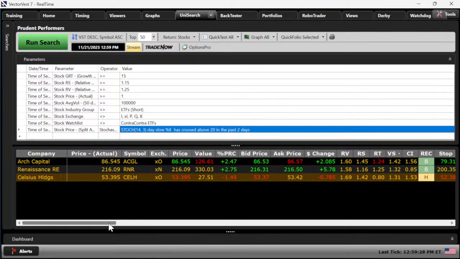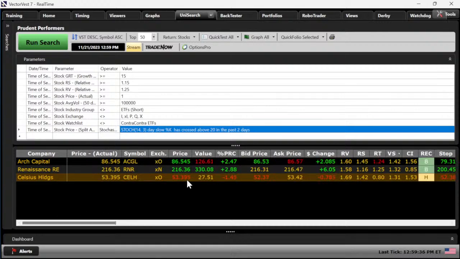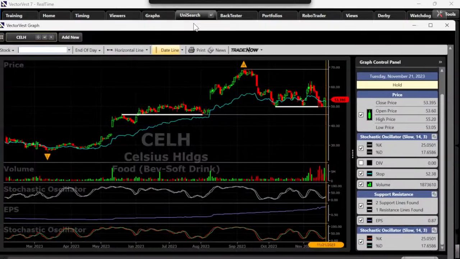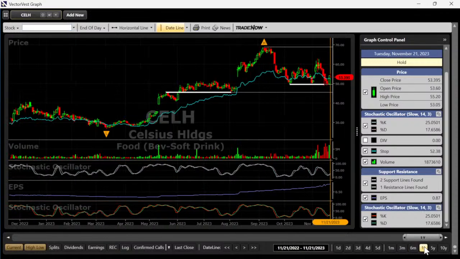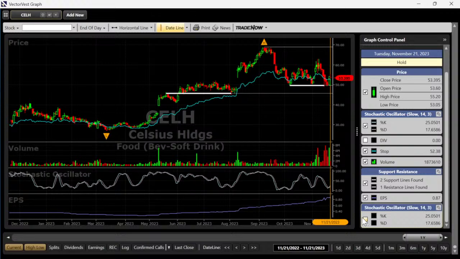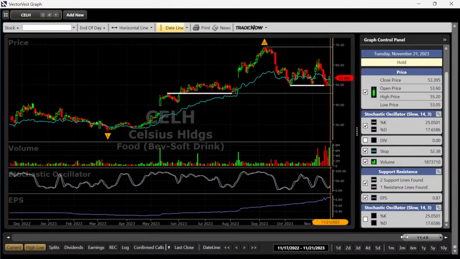1.69 RV, 1.42 RS. They don't pay a dividend, but their earnings per share is 87 cents. 47% earnings growth rate. Look at that earnings per share over the last year. Okay? The stock has really gone nowhere over the last 5 months or so. But you had a number of opportunities here.